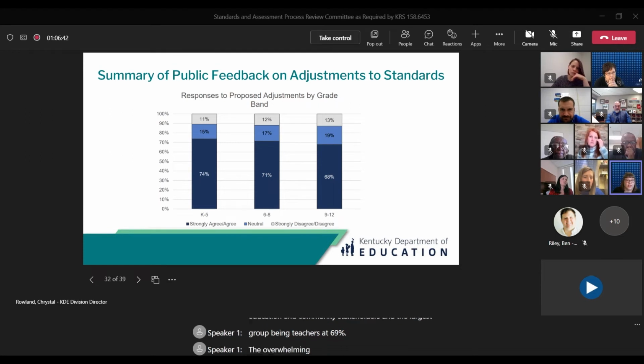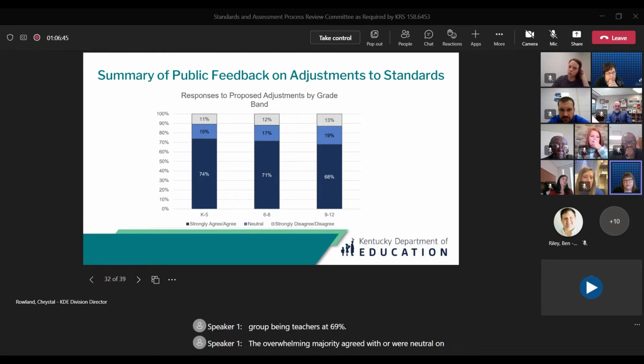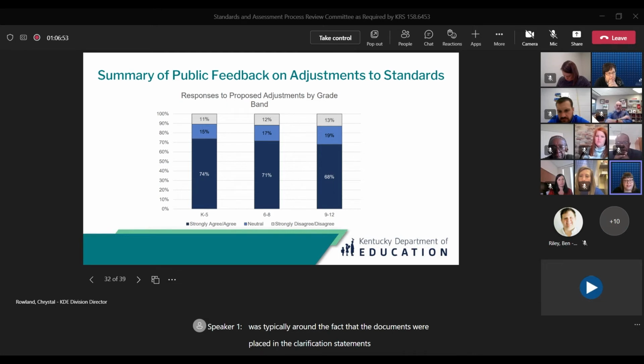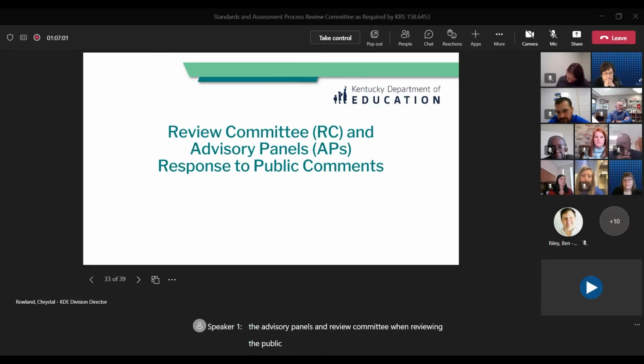The overwhelming majority agreed with or were neutral on the standards as revised by the committee. The disagreement was typically around the fact that the documents were placed in the clarification statements rather than in the standards themselves. This disagreement was addressed by the advisory panels and review committee when reviewing the public data. The RC and AP were reconvened to discuss any final changes they deemed appropriate to the draft CAS for Social Studies based upon the public feedback collected by the AIR. Any additional changes or adjustments to the draft standards were submitted to the RC for review and consideration.